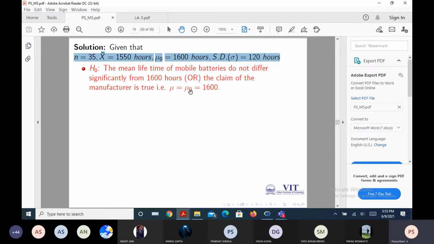Symbolically, mu is equal to mu naught, where mu naught is 1600 hours. Now, you need to find the appropriate alternative hypothesis to this H naught. Can you guess? H1, the alternate hypothesis, is the complement of H naught. When mu is equal to mu naught, what is the complement of this? Mu is not equal to mu naught. Who said mu is not equal to mu naught? Syed, right.